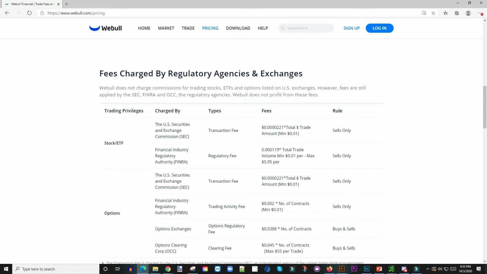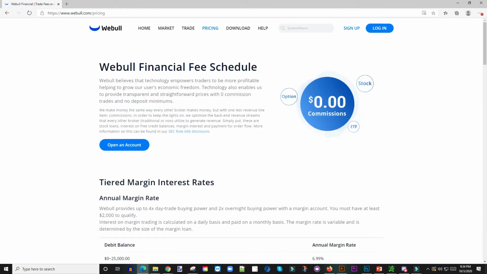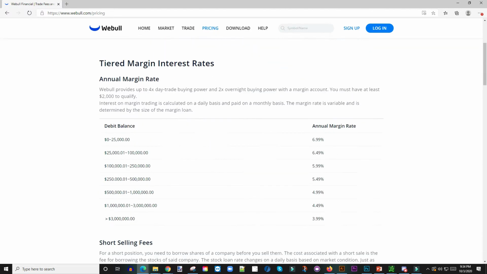The next one is a fee charged by regulatory agencies and exchanges. So you can see here trading privileges, stocks, ETFs, options, charged by types, fees, and rules. The U.S. Securities and Exchange Commission transaction fee is a really minimal fee that you can see here. A lot of these we don't really see on your account statement on the WeBull platform. But if you do option contracts and stuff like that, you might be able to see those little fees. Again, if you're just trading options, stocks, and ETFs, you're not supposed to be charged any of the fees here.